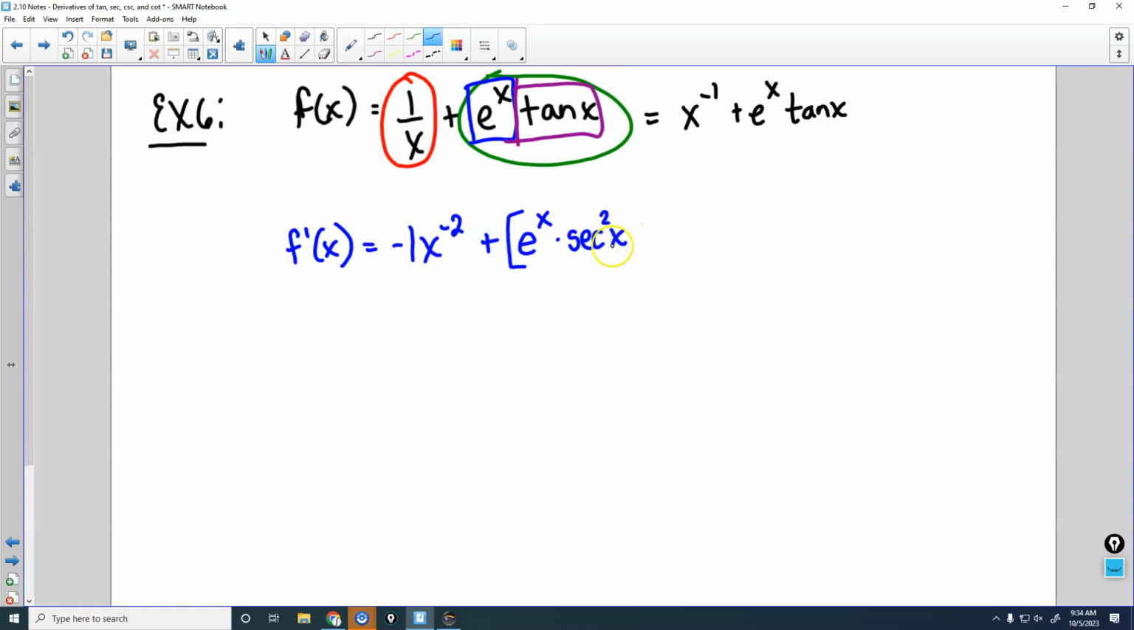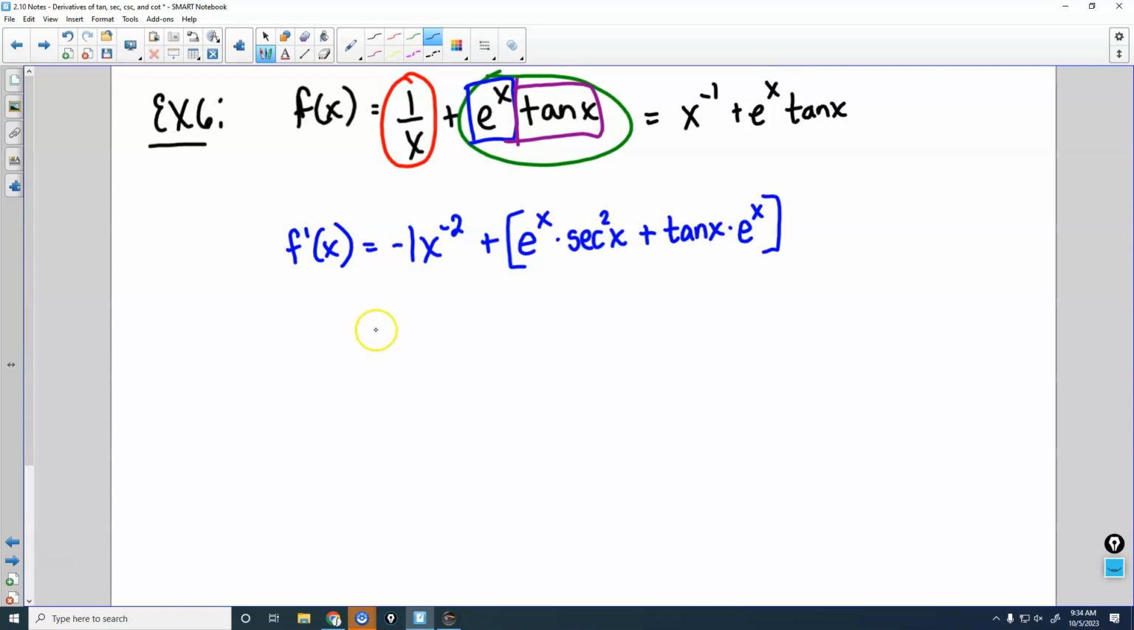Secant squared x. Well, right now we're doing e to the x times the derivative of tangent. But we now have to do tangent x times the derivative of e to the x. And what is that, Luke? e to the x.